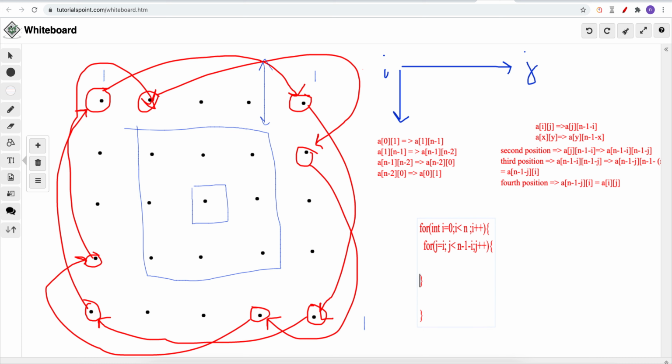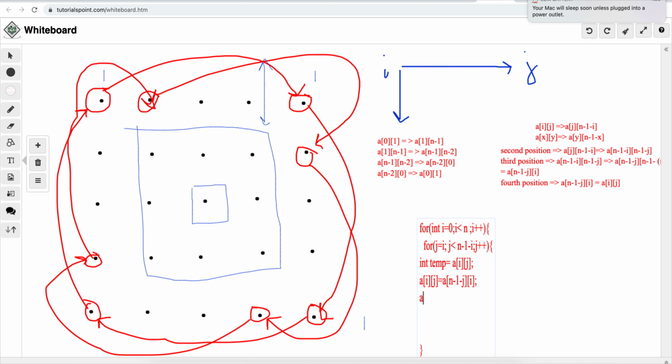So what's a of i j? a of i j is a of n minus 1 minus j, i. That was the fourth position node that moves. Similarly, a of i j is overridden, so we need to store it in a temporary location so that it will be used by the last node.